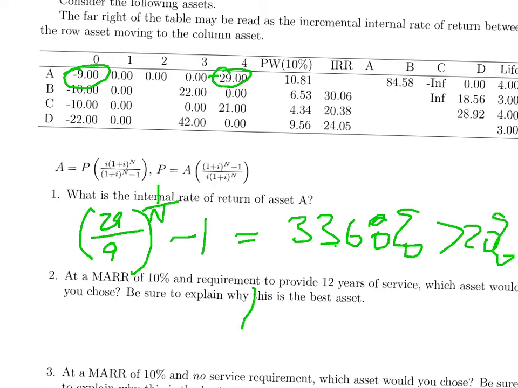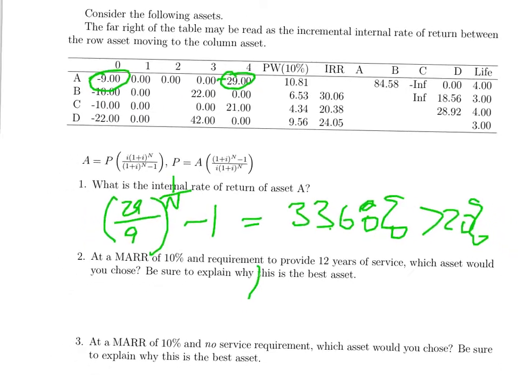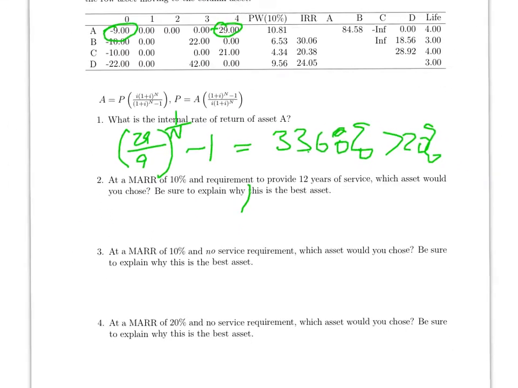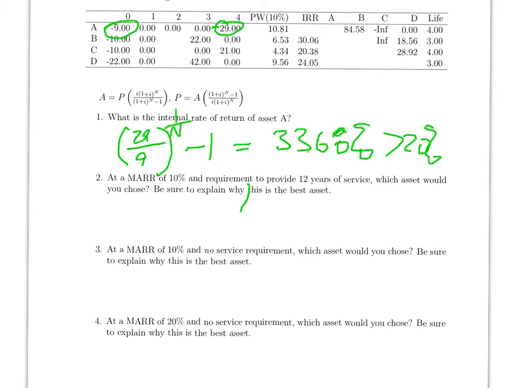Now, moving on to the second question, this is the one that is concerned about years of service. So the question is set up so that you provide 12 years of service, which means, for example, you buy one of asset A up here, you let it burn out in year 4, you get another one, you let it burn out, get another one in year 8, and then you get another one in year 12. So the idea is you're supposed to be attacking this with annual worth.